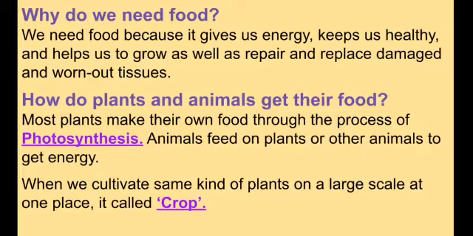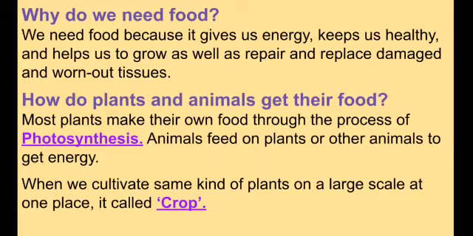Alright, so how do plants and animals get their food? As you know, most of the plants make their own food through the process of photosynthesis. The plants are autotrophs, so they can make their own food, and animals feed on plants or other animals to get energy because they are heterotrophs. They cannot make their own food. When we cultivate the same kind of plant on a large scale at one place, it is known as a crop. So when I say crop of rice, it means there is only rice in the field.